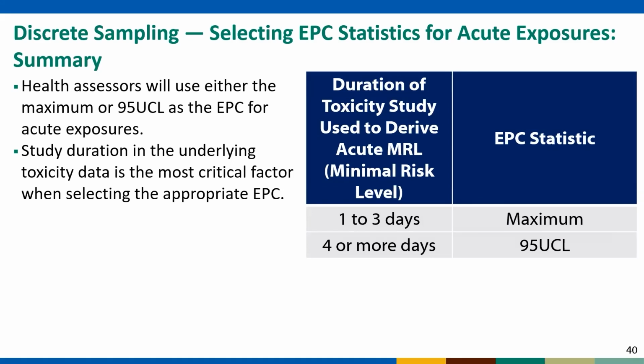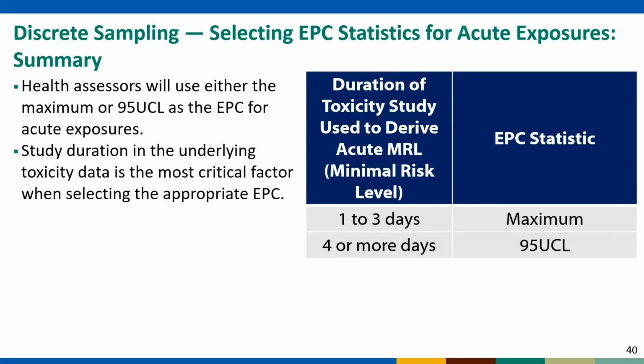You will need to consult the minimum risk level documentation for the contaminant and determine the duration of the key toxicological study that was used to derive the acute minimum risk level, called an MRL. If the acute MRL study was based on exposure of 1 to 3 days, that will tend to say that the maximum value for your data set would be more protective than the mean value.